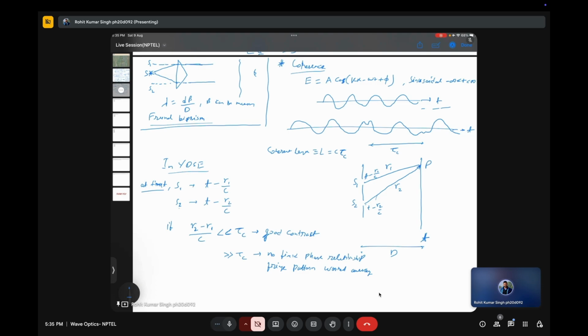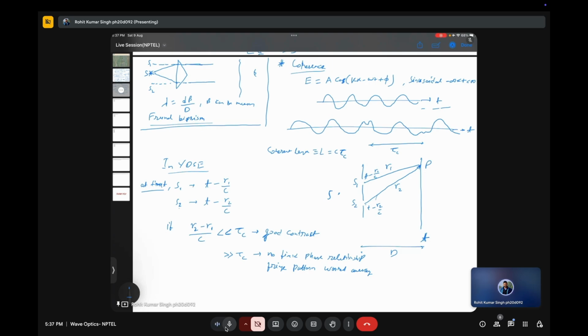So that's why you need coherence. Even if you are using the same source of light, it can have temporal incoherence. Okay, after some time it might go out of phase. So yeah, that is all I wanted to discuss. Now let's go to some problems. Okay, we'll solve some problems based on what we have discussed.